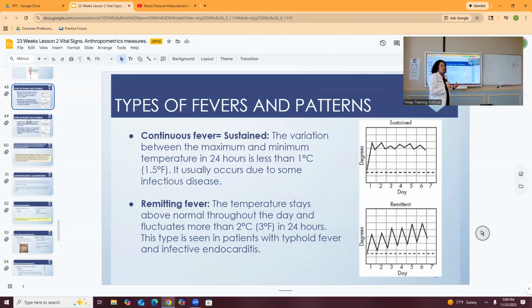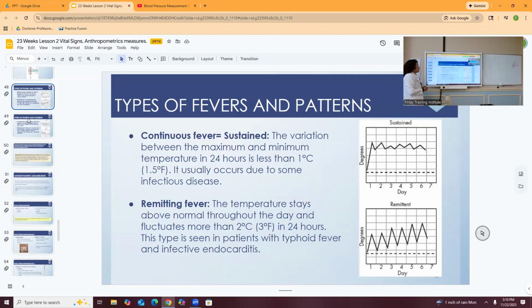So let's say that the patient has been at 102.5 and then drops to 101, and then comes back up to 102, comes down to 101, and then goes back up to 102.5. So it never drops to normal, but there's a change of 1.5 degrees Fahrenheit. When we have this, there's a continuous infection, okay?